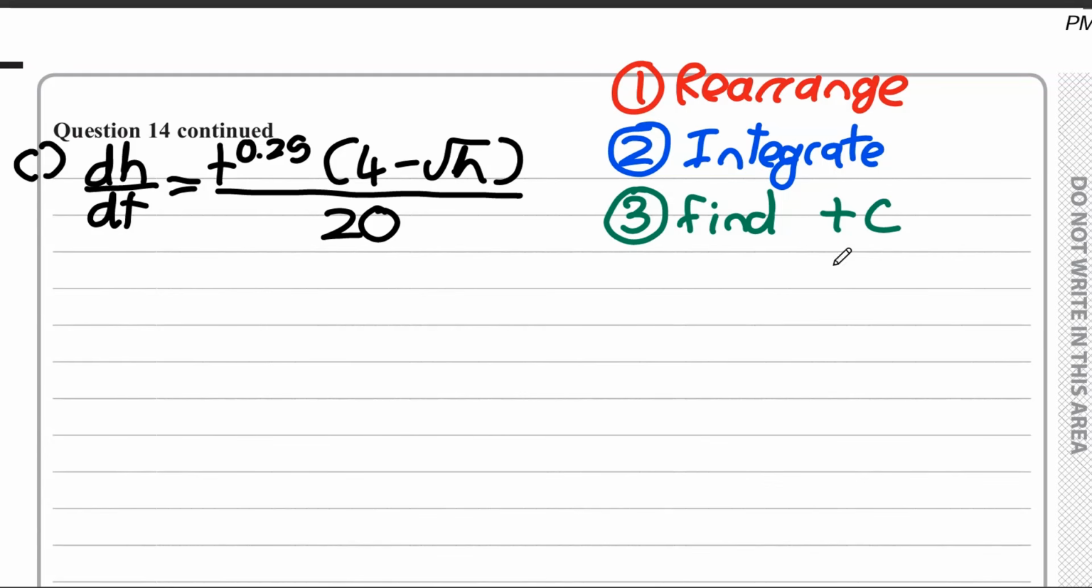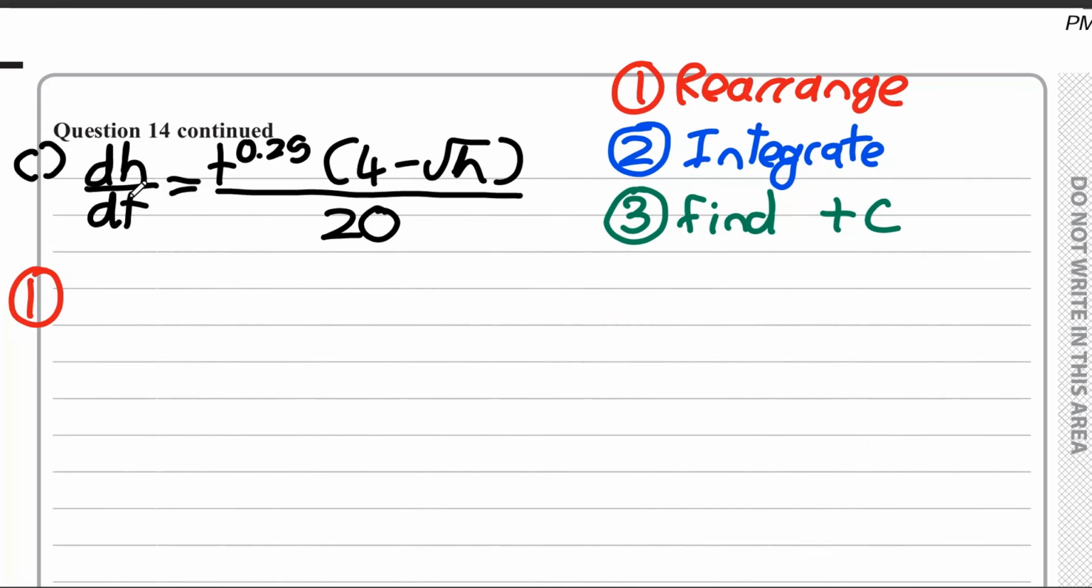Now, as I talked about in the first video that I just referenced, there are 3 steps to solving a differential equation. Firstly, you need to rearrange it to get all of the h and dh terms onto one side of the equation and all of the t and dt terms onto the other side. Then you need to integrate both sides of the equation, and then you need to find the constant plus c. Okay, so if we do it for this example here, for the first step, we need to rearrange to get all of the h and dh terms onto one side of the equation and all of the t and dt terms onto the other side.